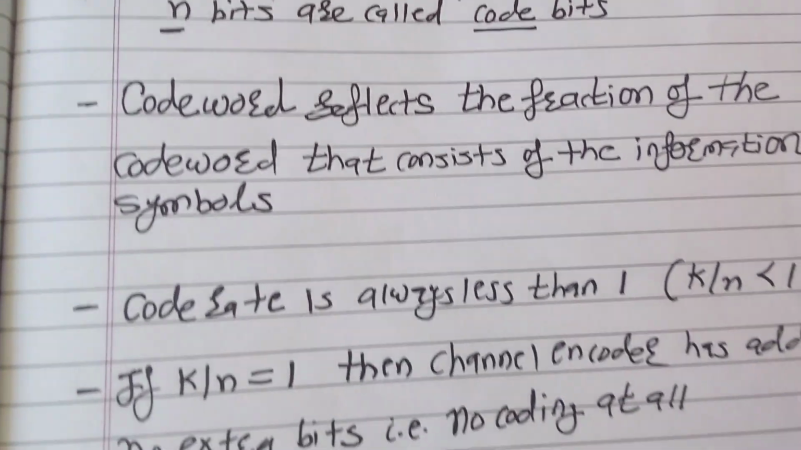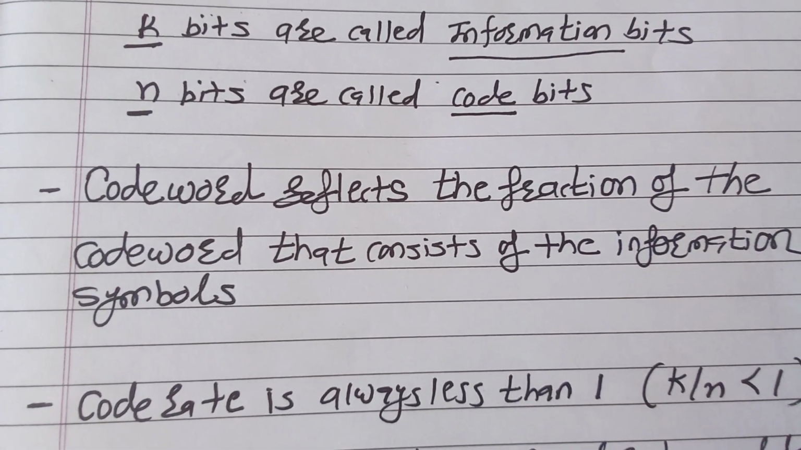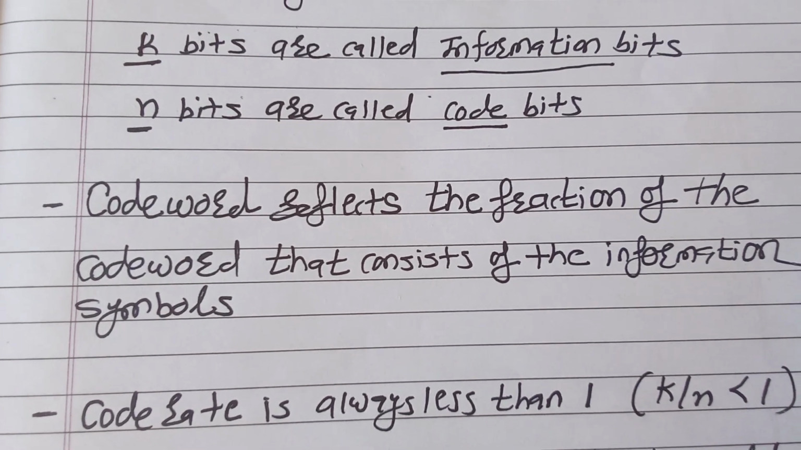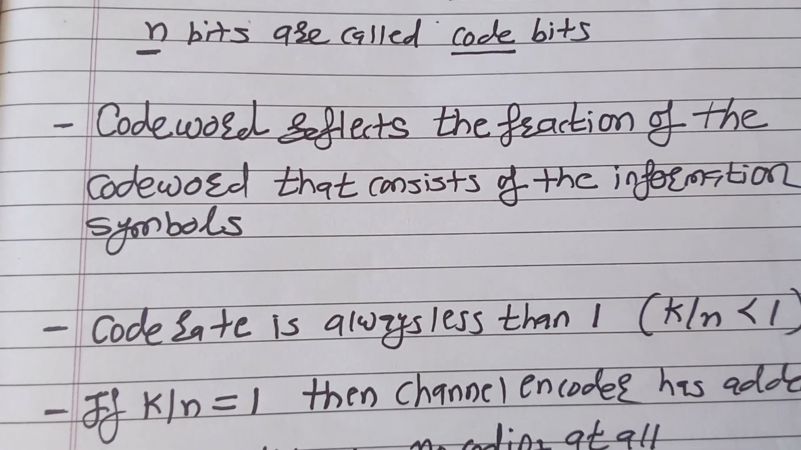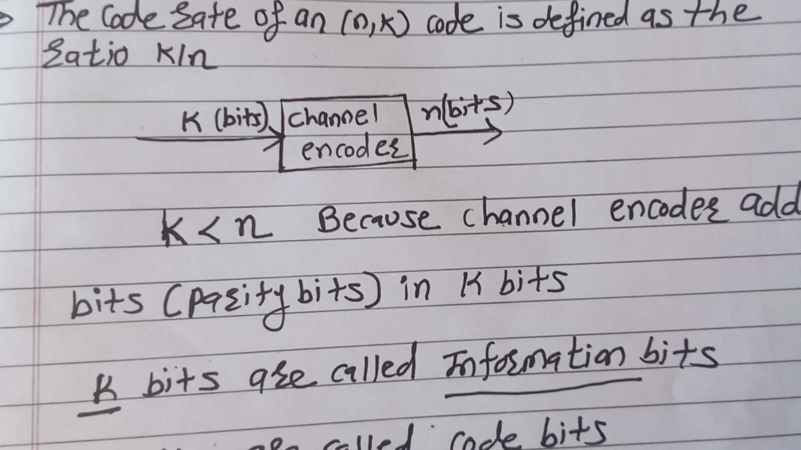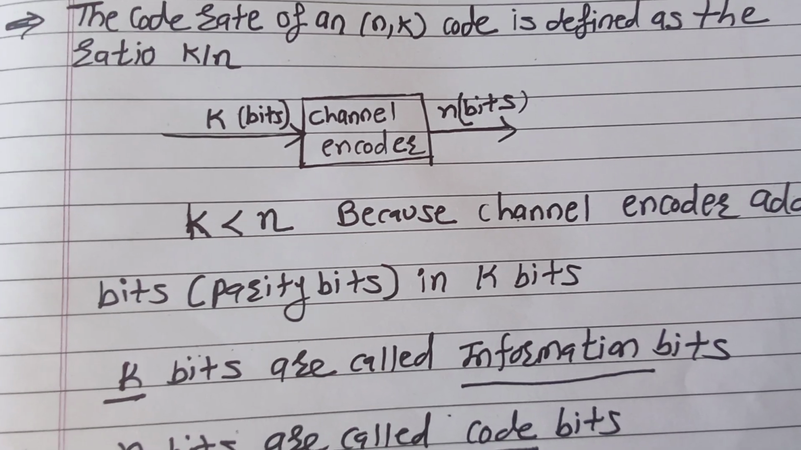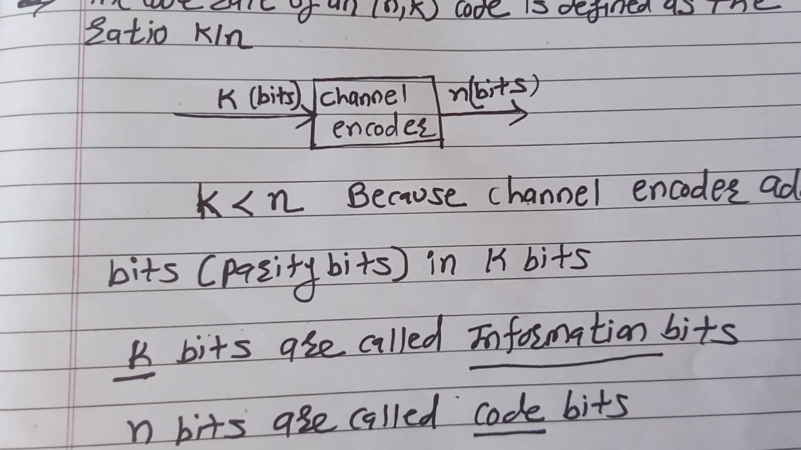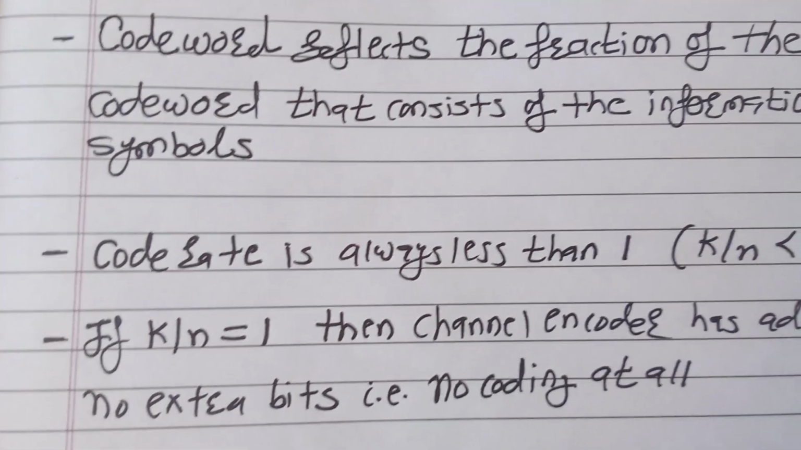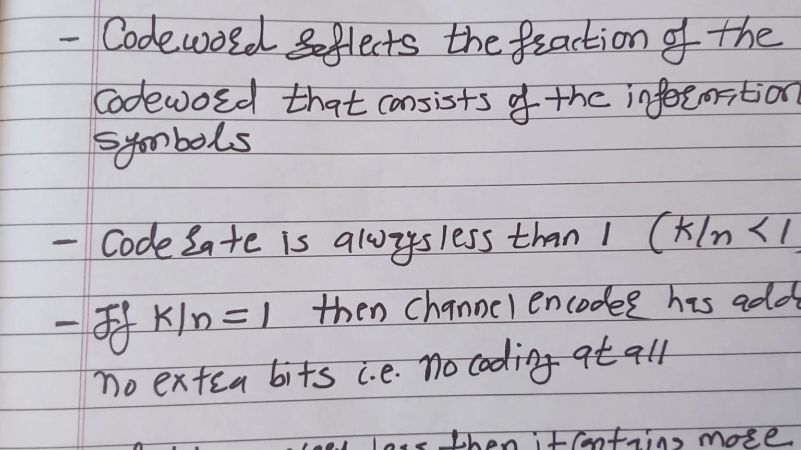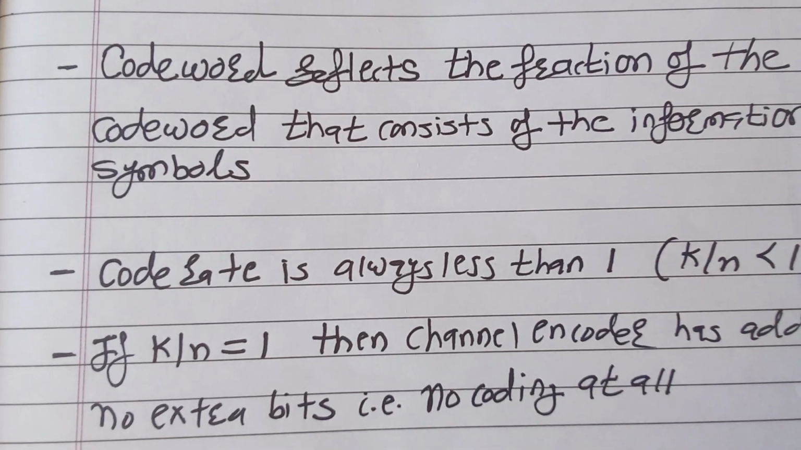error. Now, what could be the code rate value? You know that k is less than n. So code rate is always less than 1. If k equal to n, k by n equal to 1, that means the channel encoder is not doing any work, it is converting k to k. That means it is not adding any extra bits, so no coding is done at all. So it does not happen, because we are using the channel encoder to add the extra bits. So k is always less than n.